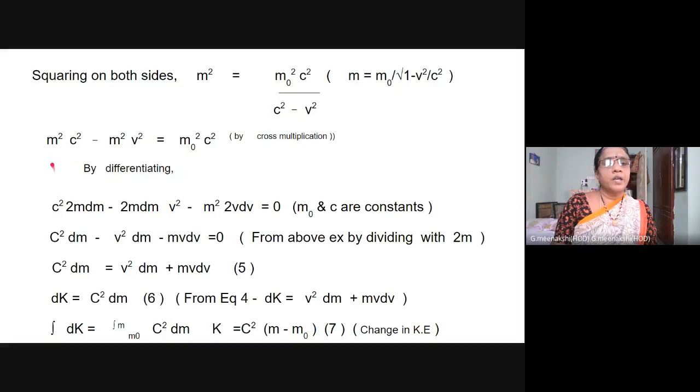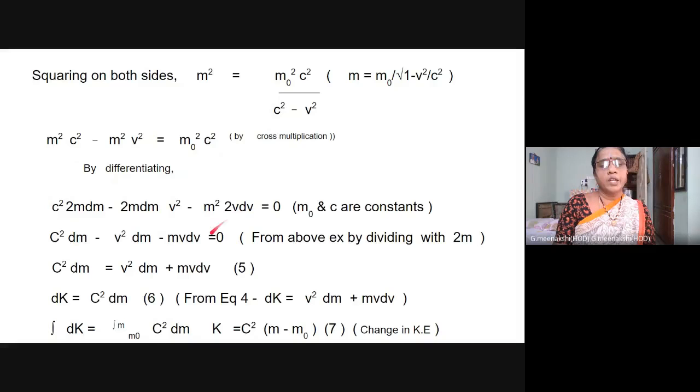So we are getting c squared into, for m squared, 2m dm, minus 2m dm into v squared, minus m squared into, for v squared it is 2v dv, is equal to 0 on the right side. Now suppose we divide by 2m on both sides of this expression, dividing by 2m throughout the expression. What we are getting is 2m will be cancelled. c squared dm minus dm into v squared, minus, 2m is cancelled here.